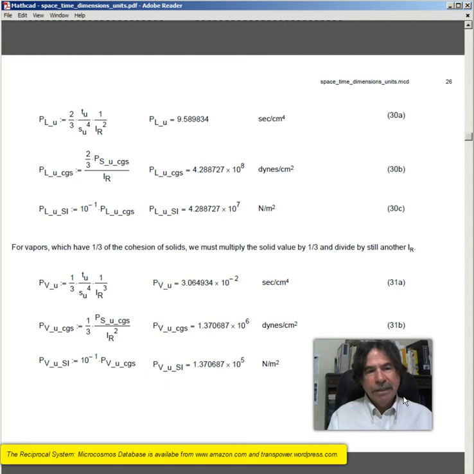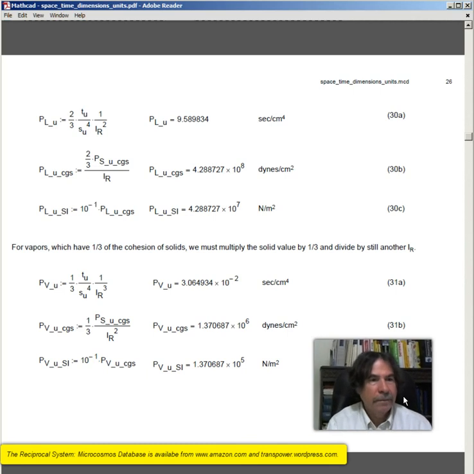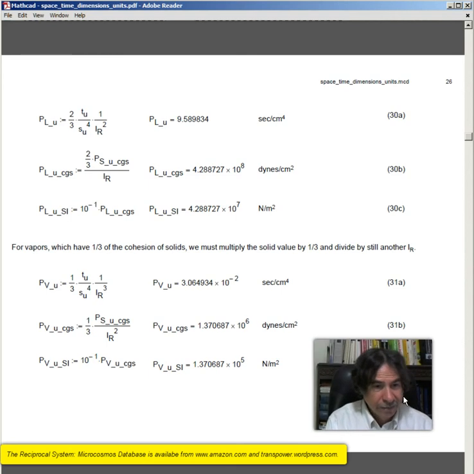For vapors, which have 1/3 the cohesion of solids, we must multiply the solid value by 1/3 and divide by still another. I should say it's just 1/3 instead of 2/3 from the above expression. So there's the pressure for vapors, 1.370687 times 10 to the 6th dynes per centimeter squared, or 10 to the 4th newtons per meter squared.